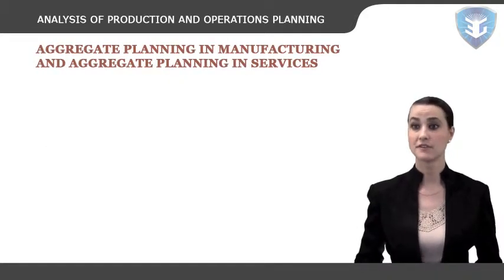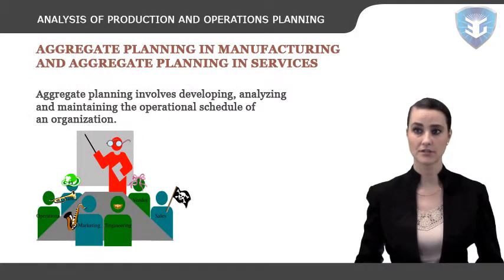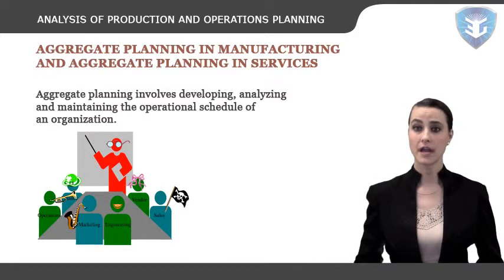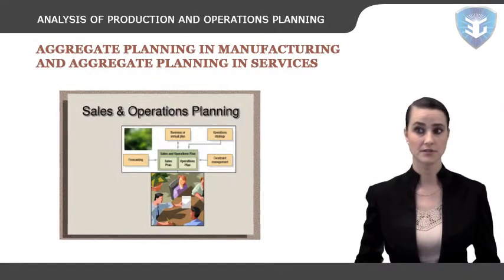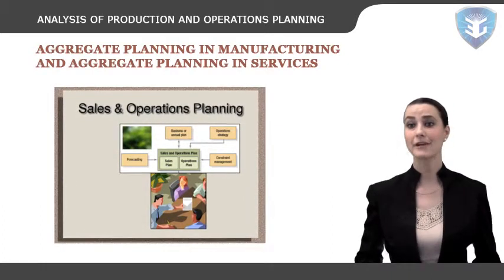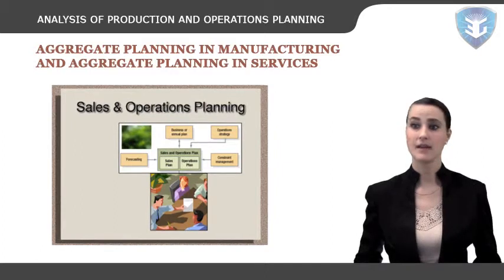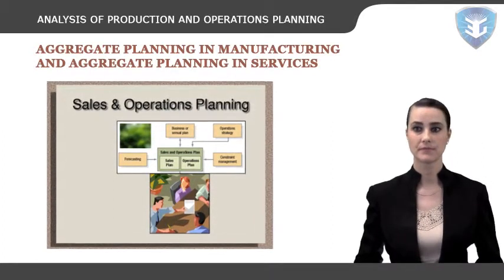Aggregate planning involves developing, analyzing, and maintaining the operational schedule of an organization. It organizes areas of business that include targeted sales forecasts, production levels, inventory levels, and customer backlogs. When aggregate planning is carried out effectively, the effects of short-sighted daily scheduling are minimized.